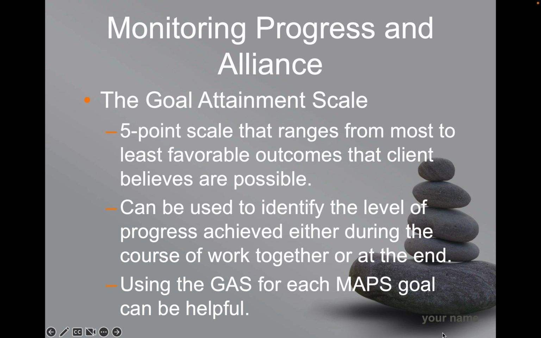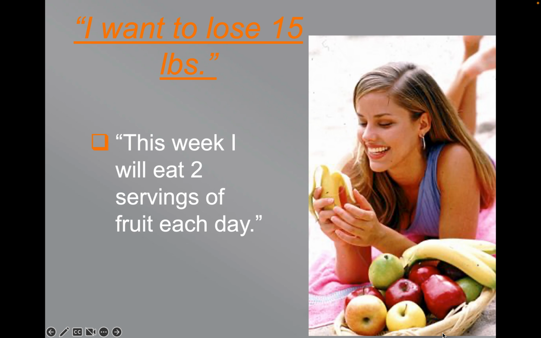The goal attainment scale is a 5-point scale that ranges from most to least favorable outcomes that clients believe are possible. That can be used to identify the level of progress achieved either during the course of work together or at the end. Using the GAS for each MAPS goal can be helpful. Goal attainment scale, GAS, get it?